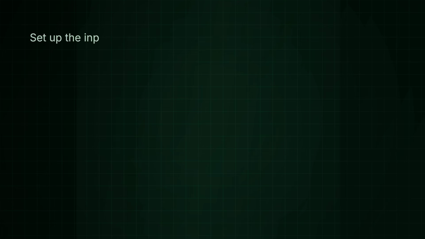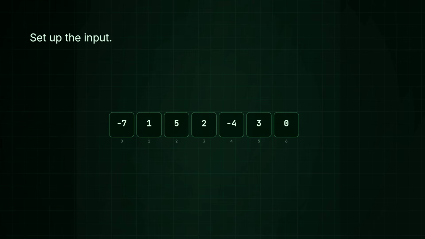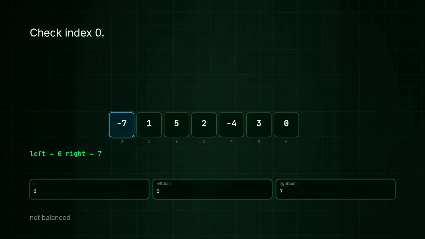Write the input array from left to right. The input array is -7, 1, 5, 2, -4, 3, 0. Ignoring -7, the left side totals 0 and the right side totals 7, so this index does not balance.